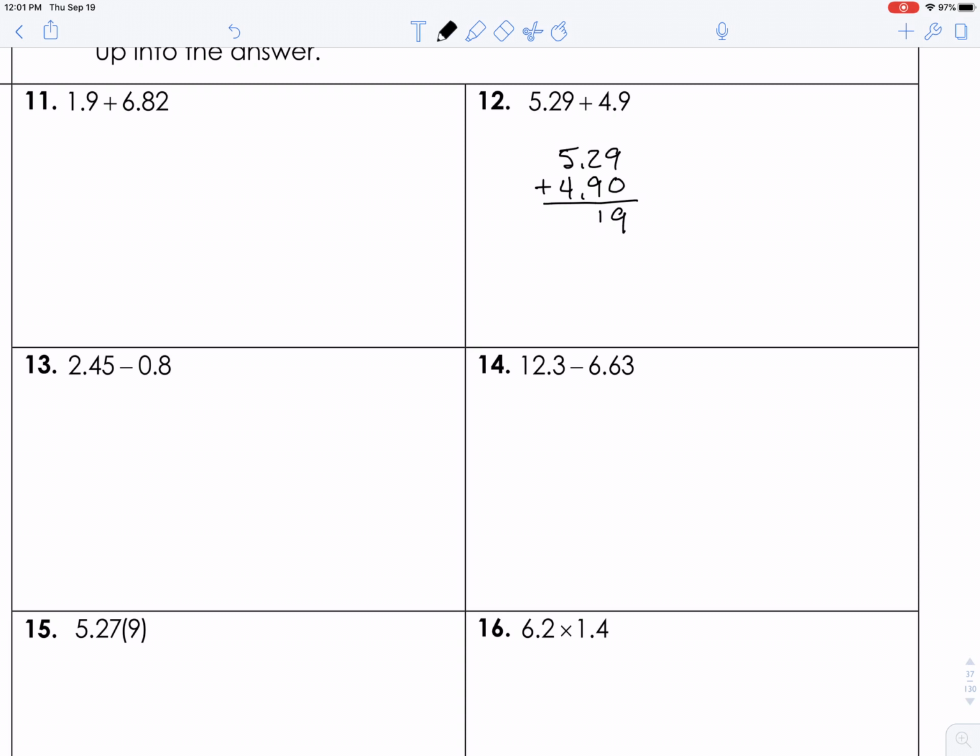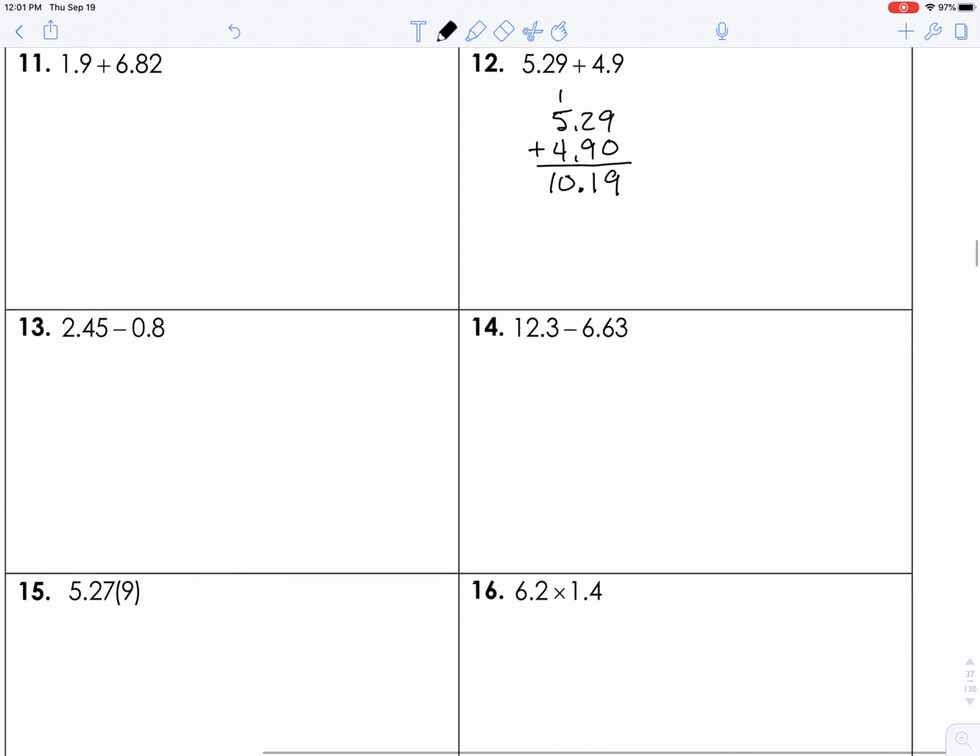9 plus 2 is 11. I carry 1. 5 plus 4 is 9, plus 1 is 10. And I just bring down the decimal. The decimal stays right there. It just comes straight down. Same thing with subtraction. We line up the decimals and subtract.